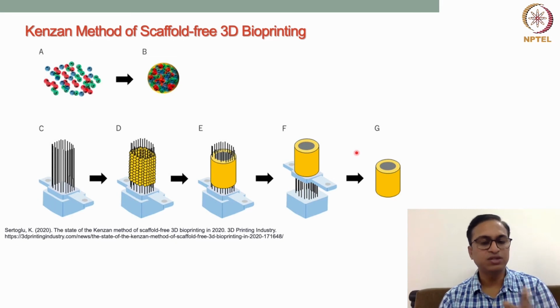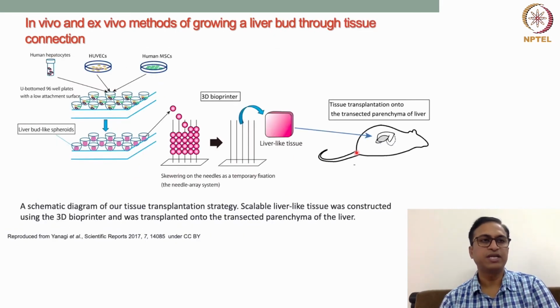Now this method has also been employed for fabrication of liver tissue constructs, liver buds, for further transplantation or implantation. In this particular paper, they have used three different types of cells: human hepatocytes, HUVEC, human umbilical vein derived endothelial cells, and human MSCs, mesenchymal stem cells.